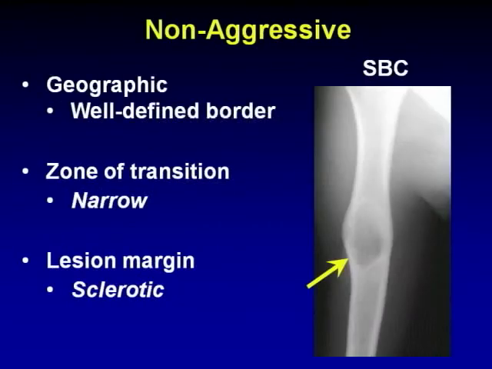What about non-aggressive lesions? They're typically described as geographic with a well-defined border, a zone of transition that is narrow, and a lesion margin that is often sclerotic, as in the case of this solitary bone cyst.